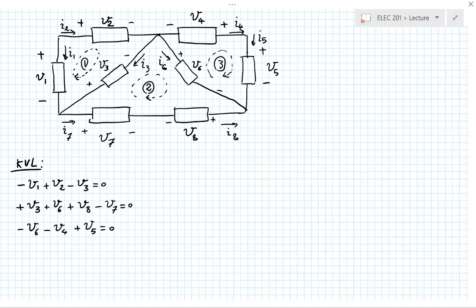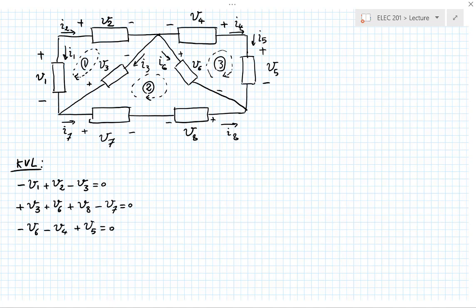Having said that, there are 3 independent KVL equations in the circuit, and there is no way to have fewer than 3 KVL equations for a complete solution of the circuit. You actually do need 3 KVL equations. So even if you choose to, let's say, use these 2 and the big loop that goes around, you still need 3 KVL equations.